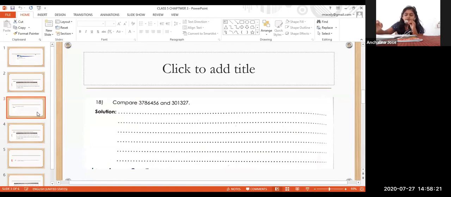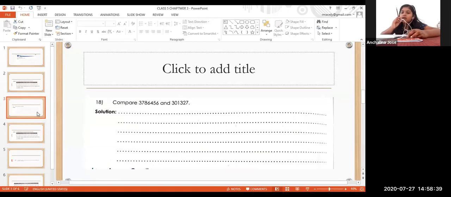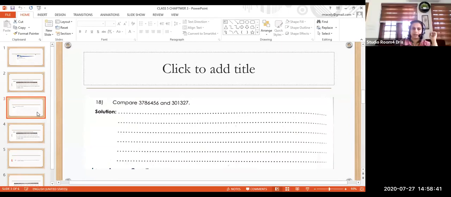Ma'am, after we write the place value chart, under that, what should we write in words? No need to write in words. You have to write the number, then keep the symbol, less than or greater than. Then write the number. Only that much. Question number 17 and 18, we are going to do the same.